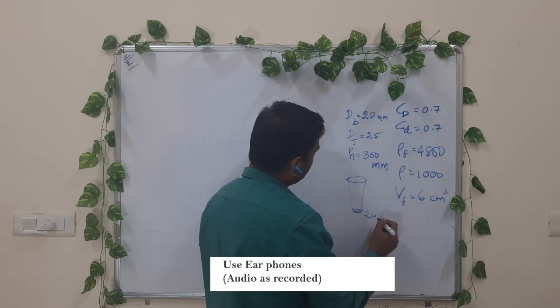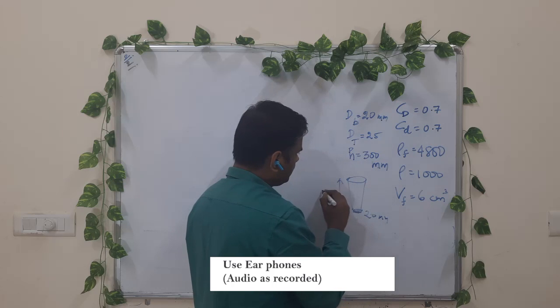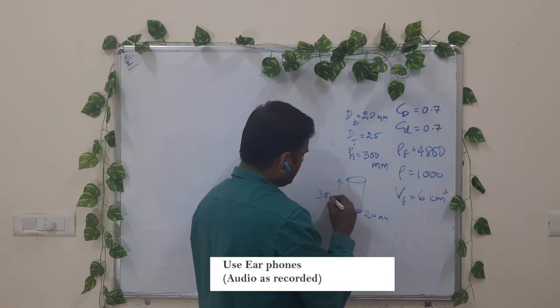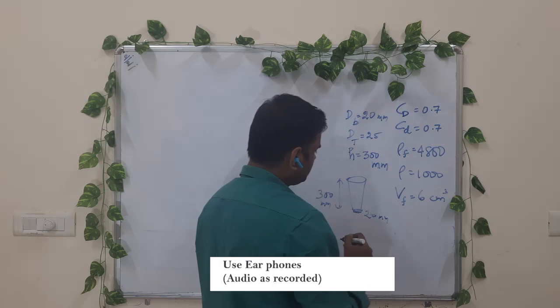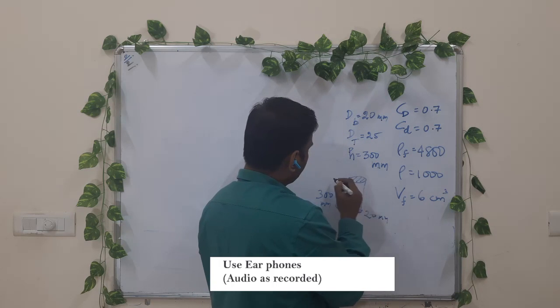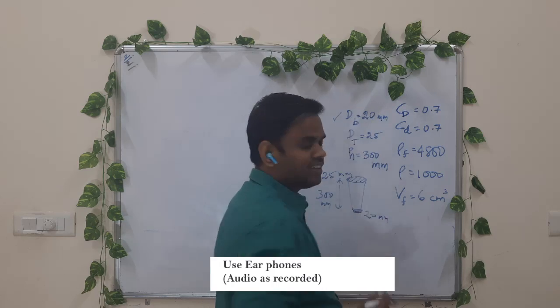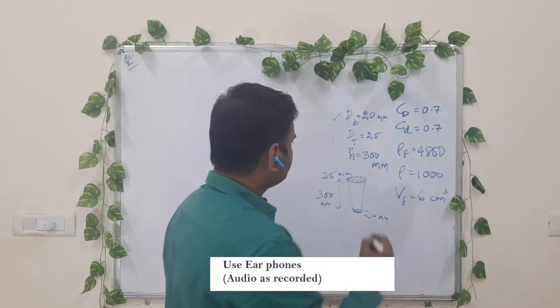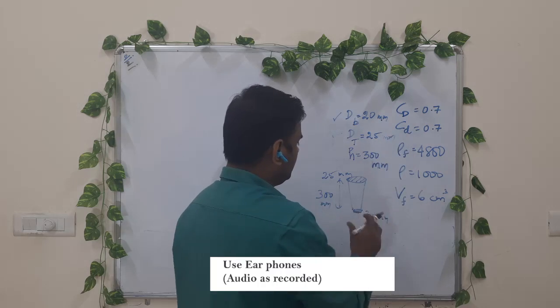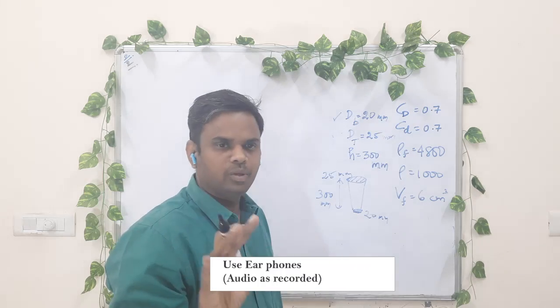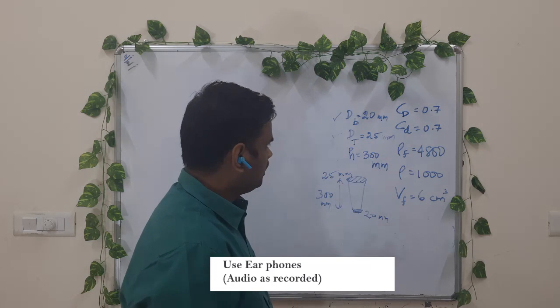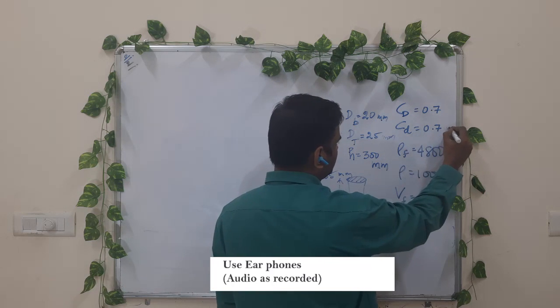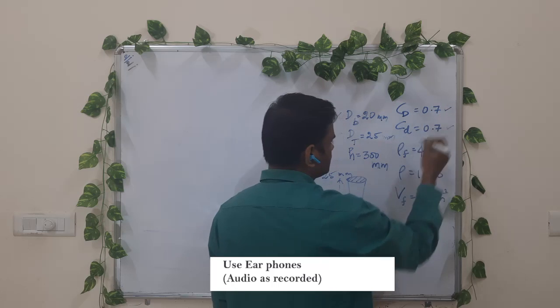In that place the diameter is 20 mm and the total height is given as 300 mm, that is 30 centimeters, and the diameter at the top is given as 25 mm. So the diameter of the bottom is 20 mm, the diameter of the top of the rotometer is 25 mm, and the height of the rotometer is 30 centimeters, that is 300 mm. And the coefficient of discharge is given as 0.7.